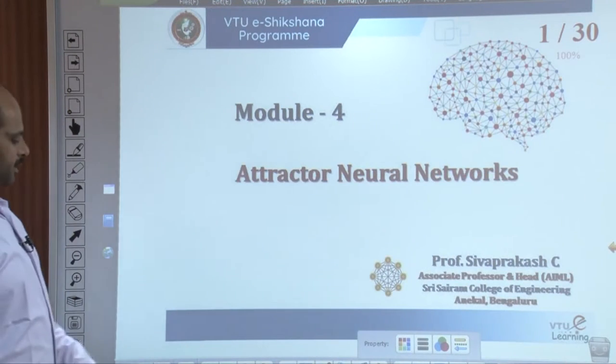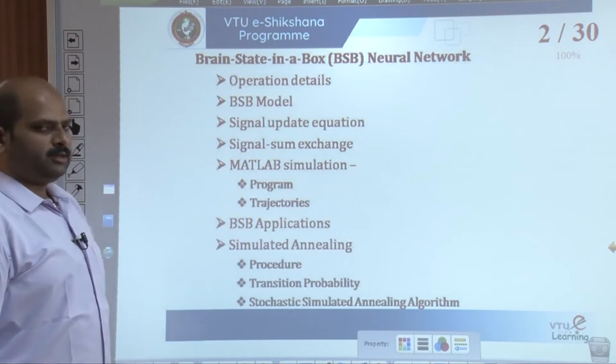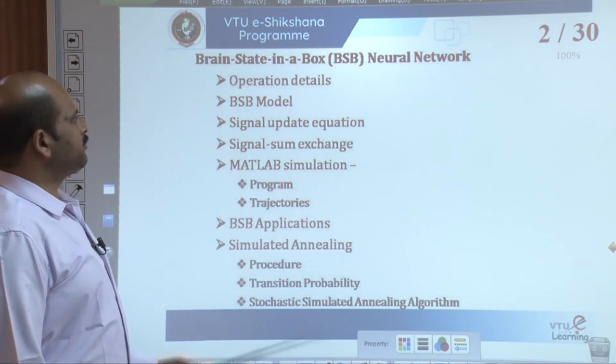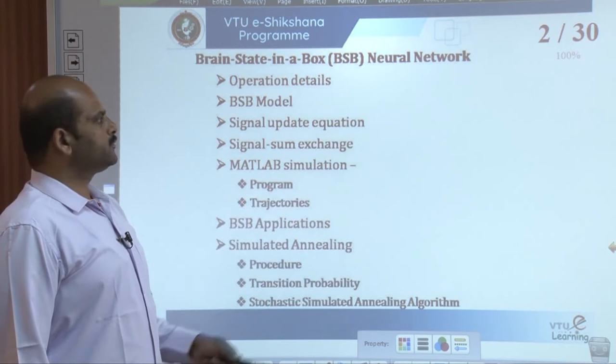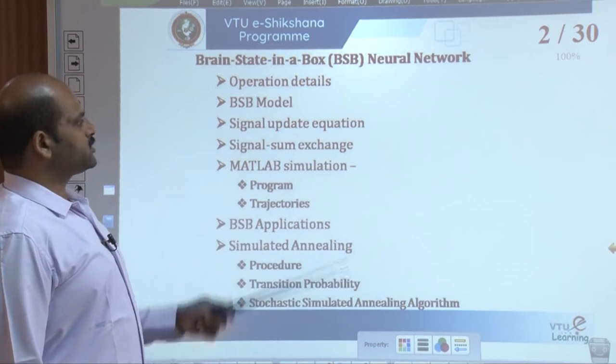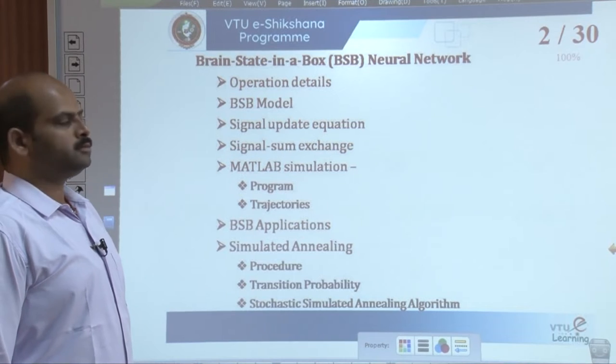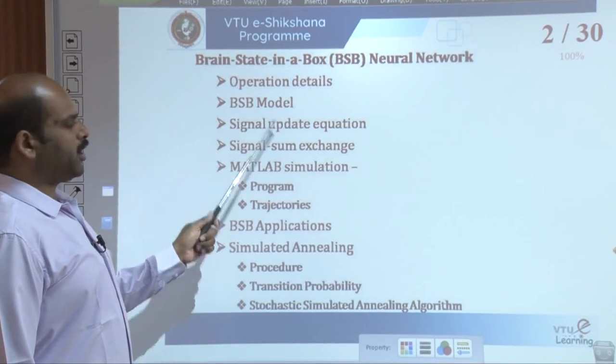As we are already saying, from module 4 of artificial neural networks, the module on attractor neural networks. In this video, I am going to continue the topic related to the attractor neural network. In the last video, we came across the brain-state-in-a-box, BSB, neural networks. Under that, we came across the operational details of this BSB model.